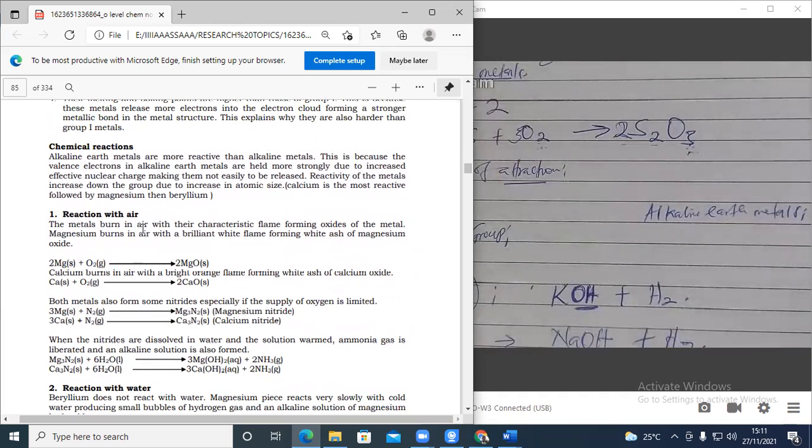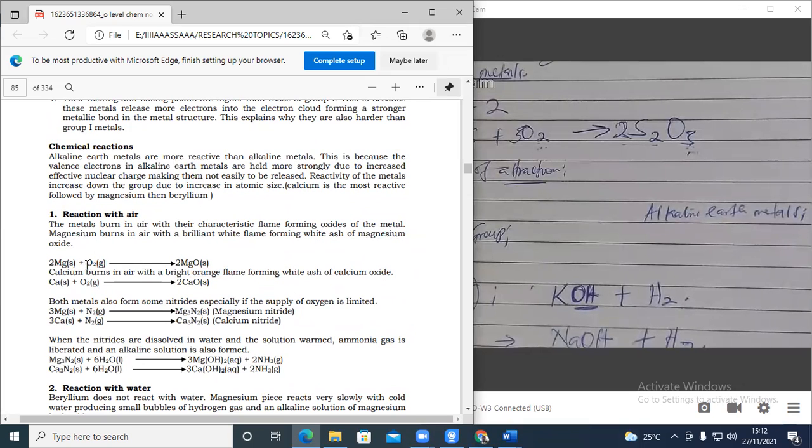Reactions with air: they burn in air with a characteristic flame, forming oxides of the metal. An example is magnesium, which burns in air with a brilliant white flame to form an ash of magnesium oxide. This is a white ash, magnesium oxide. Now, calcium burns with a bright orange flame, forming calcium oxide.